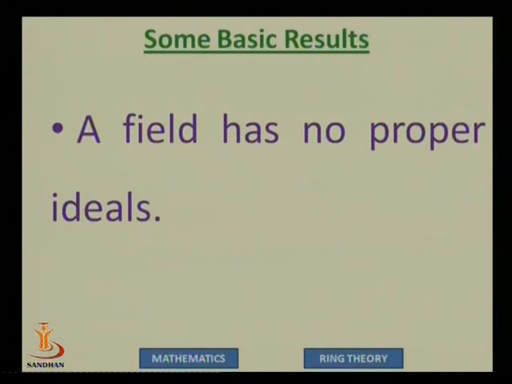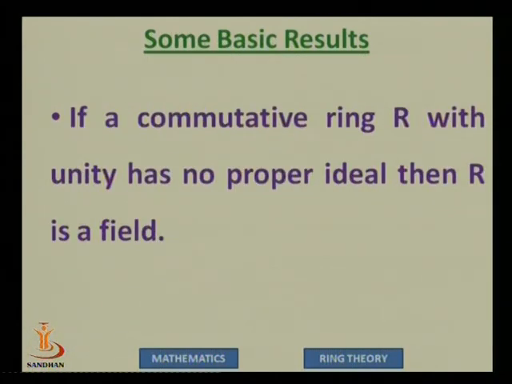The converse of the result is again true with a condition implied. The condition is that the ring is commutative and it has unity, and of course with no proper ideals, then R is a field. So these two are the results. Again we can see that there are two aspects. If it is a field, it will not have a proper ideal, and if a ring has no proper ideal, but of course the ring must be commutative and with unity, then R becomes a field.